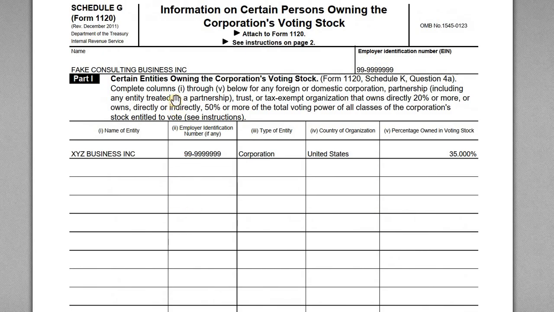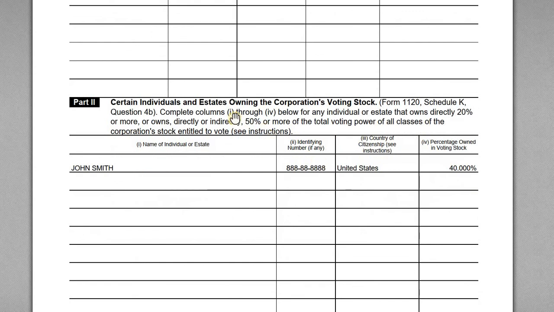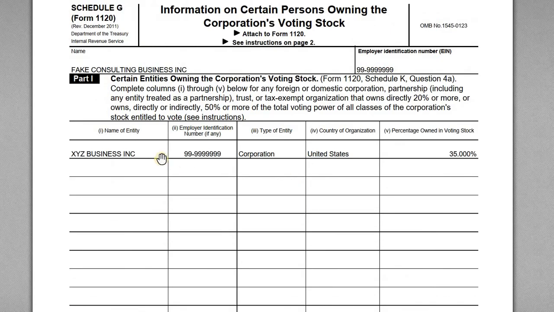Part 1 is for entities. These are foreign or domestic corporations, partnerships, trusts, tax-exempt organizations. And then in Part 2, we have individuals and estates. So in Part 1, we list out XYZ Business Inc. and include all the information on the shareholder, so the EIN for the company. I know there's matching here, but again, I'm just using fake EINs. Don't want to indirectly put any real ones in there.